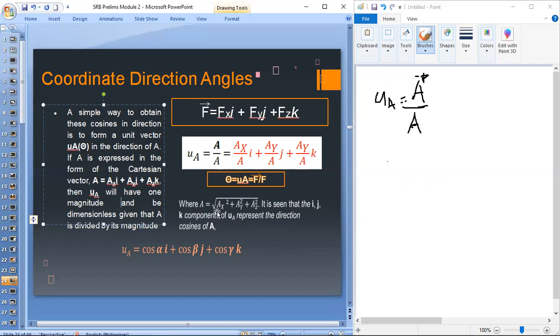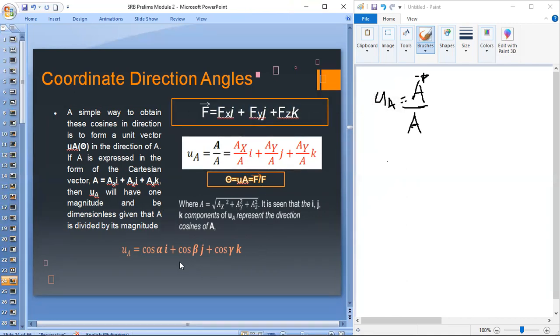Where A is equal to the square root of AX squared plus AY squared plus AZ squared, it is seen that the i, j, k components of your unit vector A represent the direction cosines. Medyo nakakalito siya in terms of terms, pero kung titingnan mo naman, magigets mo naman siya. Bold A kasi nakalagay eh, dapat meron siyang indication. Huwag lang kayo malito sa modules nyo. Kaya ako naglagay ng presentation nito, ng F na may direction, or force vector dito.